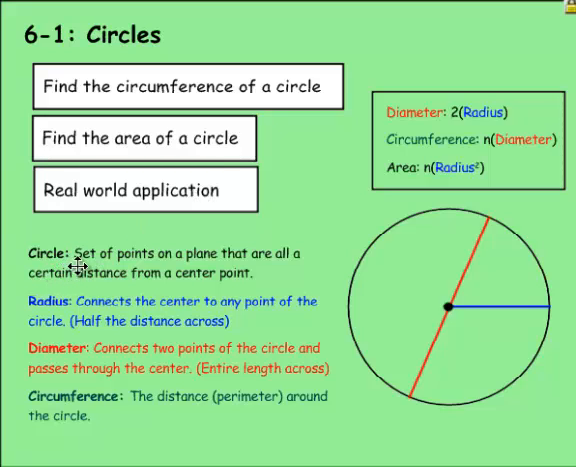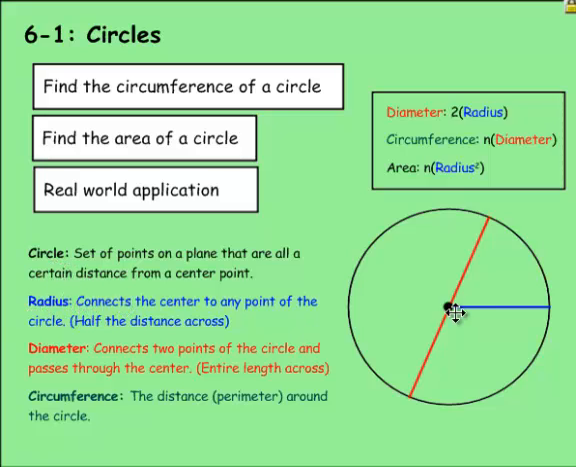First, a circle is a set of points on a plane that are all a certain distance from a center point. Meaning, I have the center point here. If I go to the outside line of a circle, all these points on the line are the same distance from that center point, and they close off into a circle. So that's the definition of a circle.